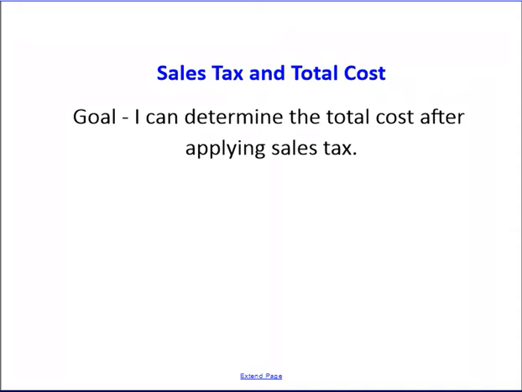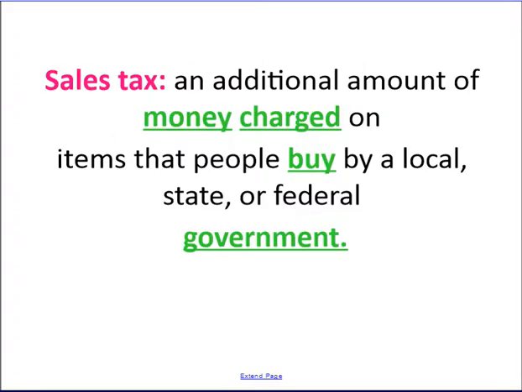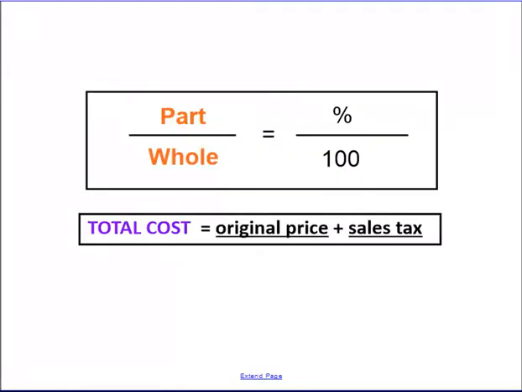Alright, so in this video, we're going to talk about how to calculate the sales tax and the total cost of a service. So first off, what is sales tax? Well, sales tax is any amount of money charged, so it's going to be more money that you pay on an item that people buy by a local, state, or federal government. Now, just like tip, you are going to take the tax and add it onto the original price. When we do discount, that's money that you're saving, so we subtract it from the original price. And we're going to use the same percent proportion to calculate it.